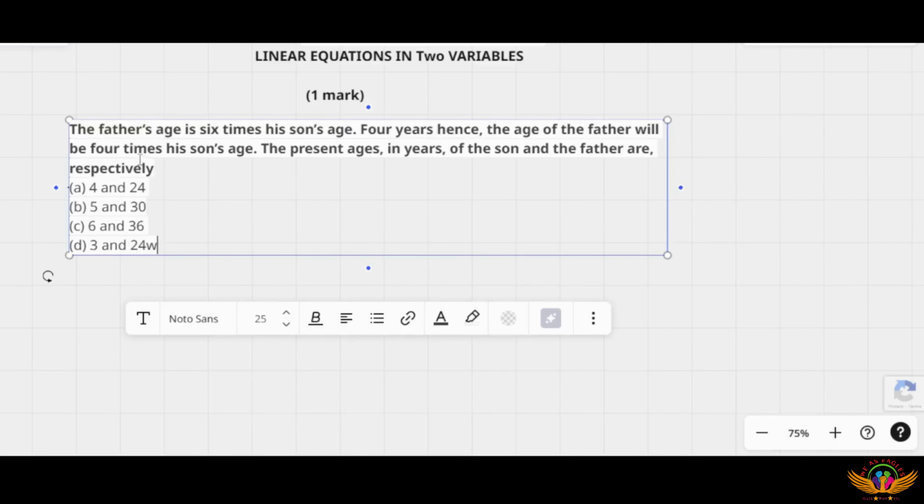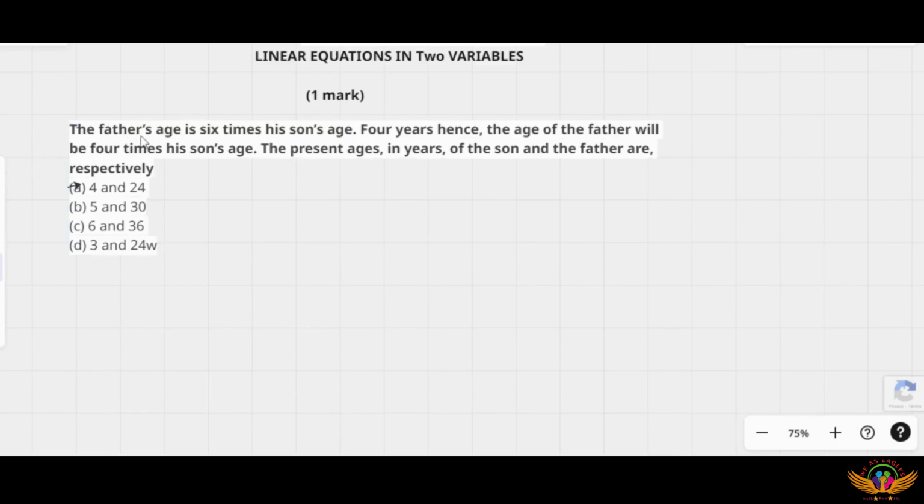And apart from that, some 1 mark questions will be asked like this as well. So even this point of view is also very important. So please listen carefully. So here the question is, the father's age is 6 times his son's age. 4 years hence, the age of the father will be 4 times his son's age. The present ages in years of the son and father are respectively what? So we have to find out the ages of the father and son.